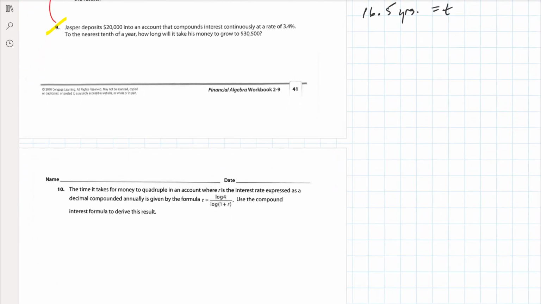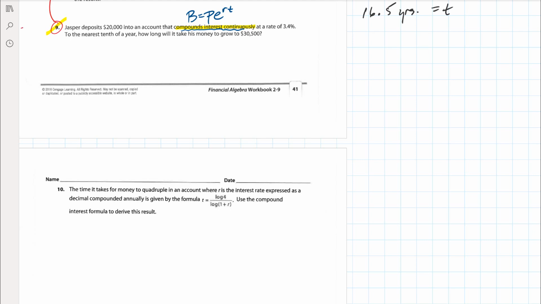All right, number 9. Jasper deposits 20 grand, 20,000, 20K, into an account that compounds interest continuously. Ooh, compounds interest continuously. Right there, you have to switch functions. You have to use the compound continuous function. So let's highlight that. This is an important problem here.